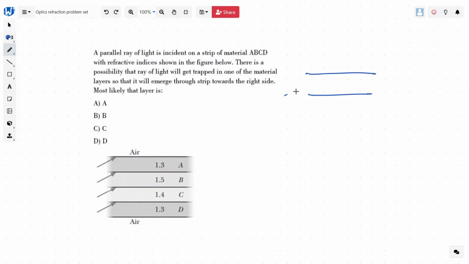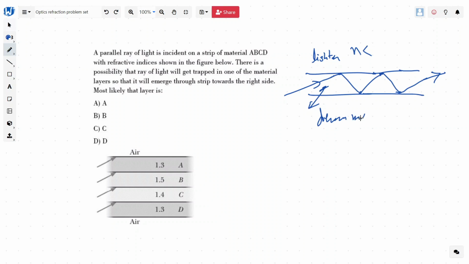We know that if we have a ray of light coming like this, and total internal reflection occurs, it can just travel through the pipe and come out from this side. We need to determine in which layer the total internal reflection will happen. The total internal reflection condition is very simple: the medium it hits has to be a lighter medium, which means N has to be less, and the incident medium has to be denser. Say medium 1 and medium 2, N1 has to be greater than N2.